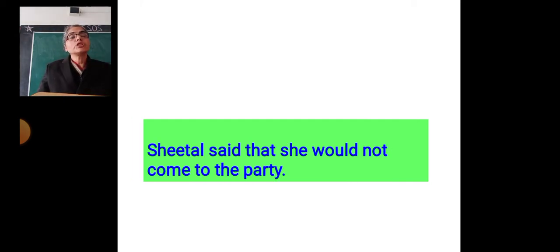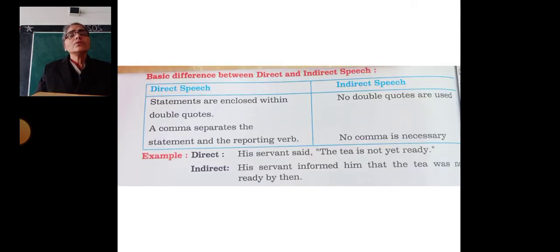Sheetal said that she would not come to the party. I hope you have understood. See, again, inverted commas are missing. So now we understood what are direct speech and indirect speech. So let's revise by discussing the difference between the two.